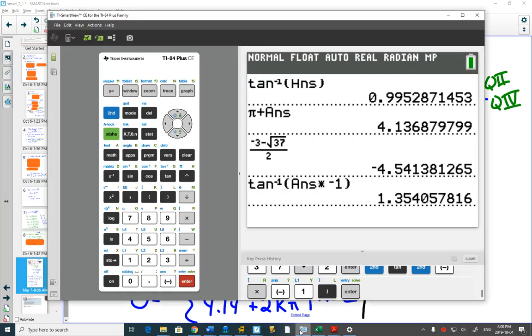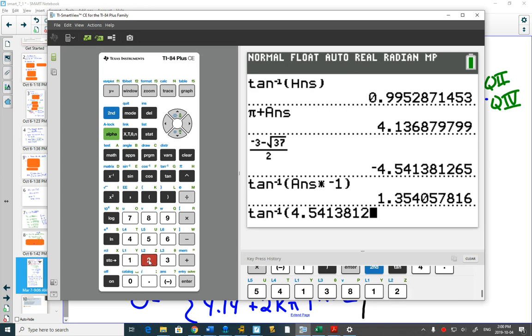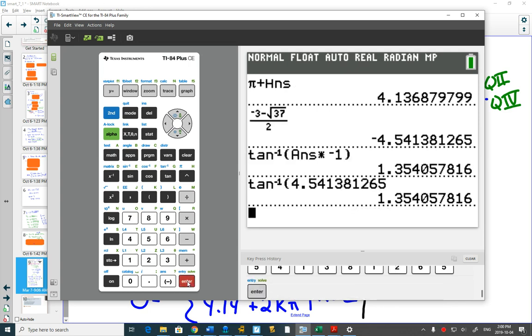Okay? Some other things, sometimes people just go tan inverse and they just write it all in, 4.541381265. Notice that we get the same answer if we do that. Sometimes if you type it in, because technically you are rounding at this last digit, sometimes the last couple of numbers might be different. In this case, they're the same. So technically it is better if we can use the values that are there, because it's the calculator's actual values that remember more digits than we can see. But in this case, it comes out to be exactly the same.